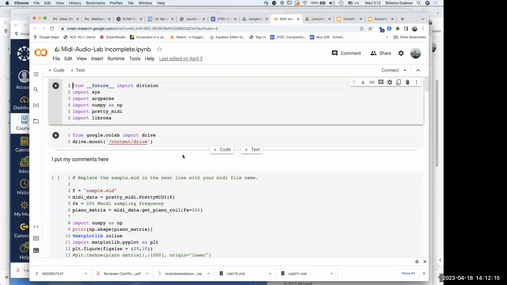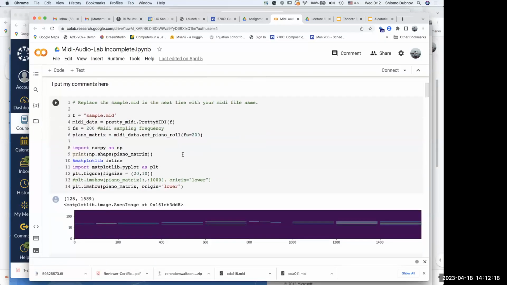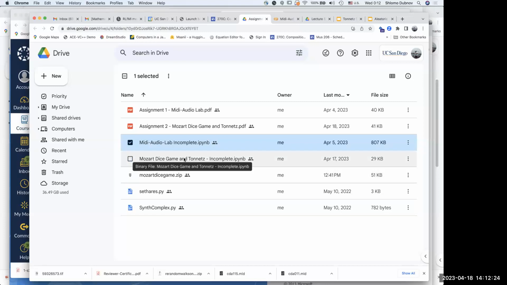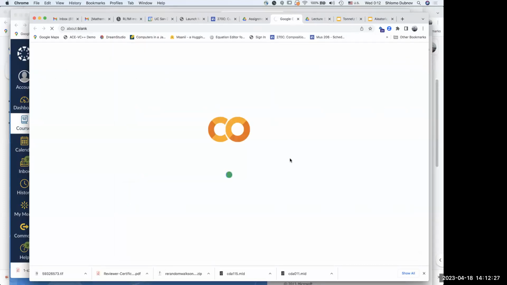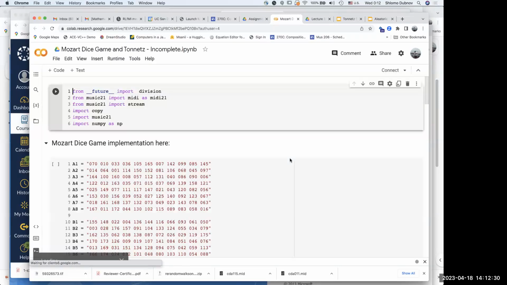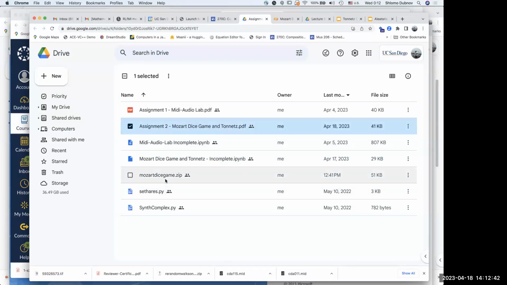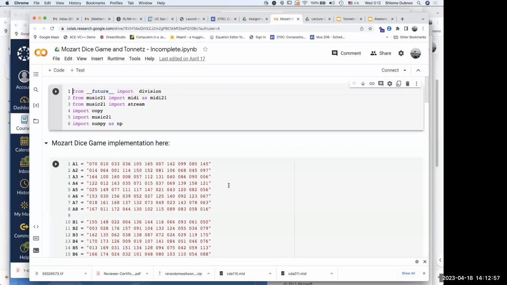Okay, so as usual, or as we did last time, that's the format that we are, no, sorry, not the Media Audio Lab, that's the previous one. This one is a dice game. And there are instructions here, and an extra zip file with Mozart dice game musical clips. Okay, so let me try to explain what is going on.